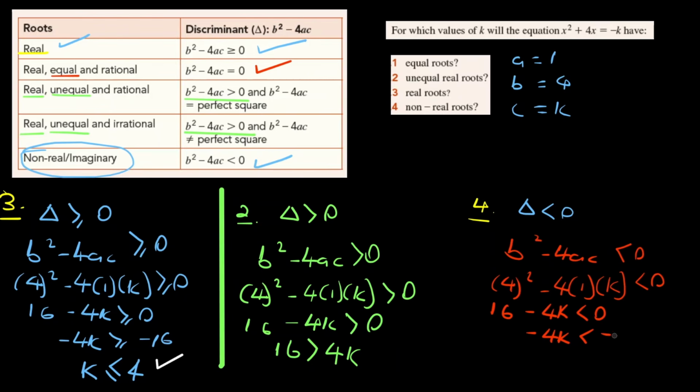Minus 4k is less than minus 16. You divide both sides by -4. Inequality sign changes, and k is greater than 4. And that'll be the solution.